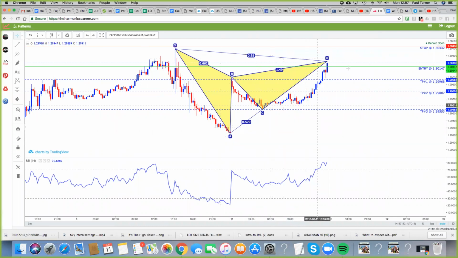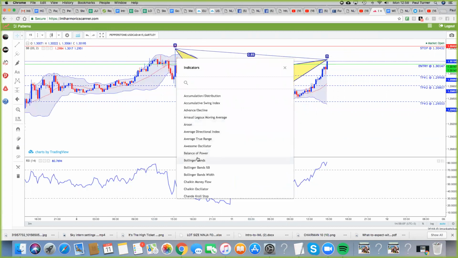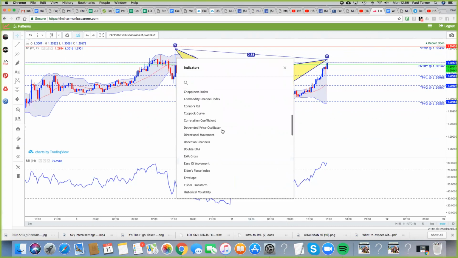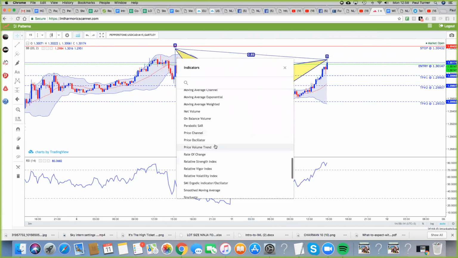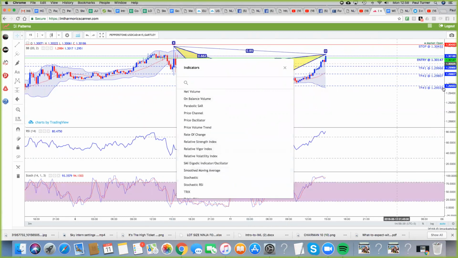So the scanner is telling me that I should be able to enter a trade here, and there's a strong likelihood of this trade winning. Now, there's a few things we do. First of all, I click this indicator button up here, and I'm looking for Bollinger Bands. Then I use stochastic. These are indicators telling us which way a trade is likely to go.